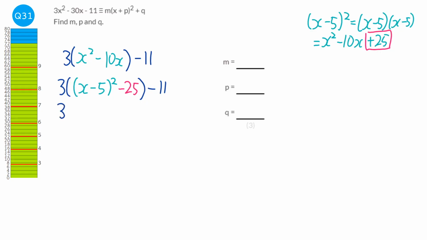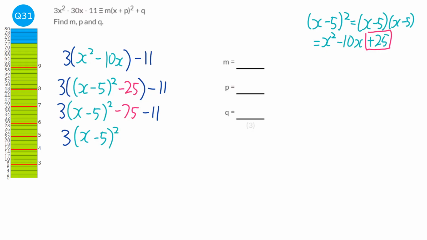So we're going to expand the brackets slightly. Going to leave the 3 on the outside of the x. In fact, let's keep the color scheme going. So we're going to have the x minus 5 squared bit there. 3 times minus 25, it's minus 75. And then we've got this minus 11 at the end. Okay, and we're very, very close to finishing. All we need to do now is sort out the minus 75 and the minus 11.